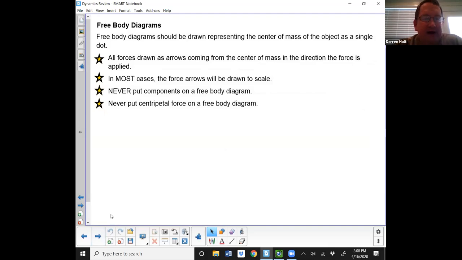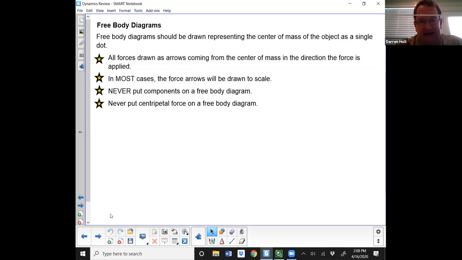Free body diagrams, rules for drawing free body diagrams. If your exam is going to be online and you should be able to write everything in text, I wouldn't expect that you would actually be drawing free body diagrams. I would think more likely you'd be given a scenario and some choices of which one of these free body diagrams best models the situation. If that's the case, these rules should be applied: all forces are drawn as arrows emitting from the center of mass in the direction the force is applied, right?